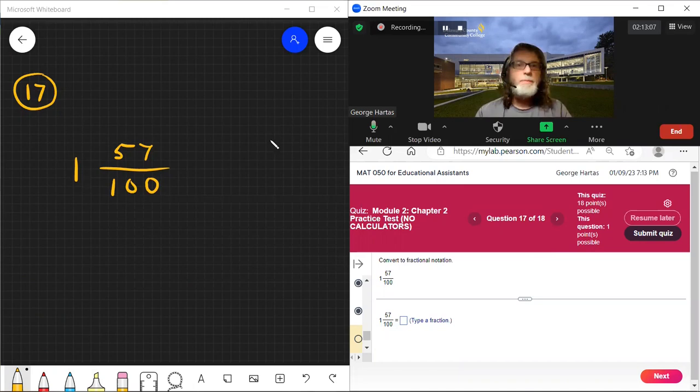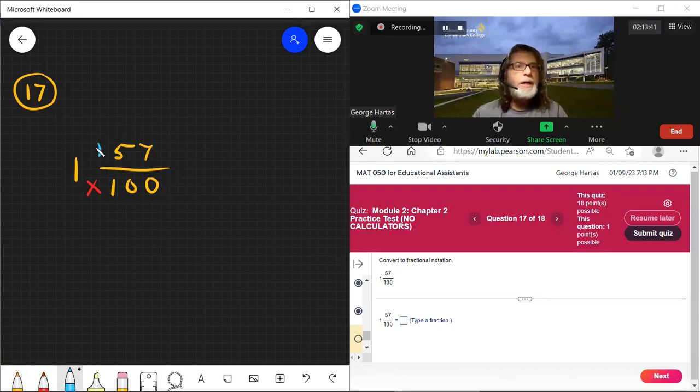Question 17. Convert a mixed number to a fraction notation. So the way we're going to do that is we're going to multiply the whole number times the denominator and then add the numerator to get our new numerator. So this is the whole number part, and this is the fraction part. So we're going to multiply these two. 1 times 100 is 100.